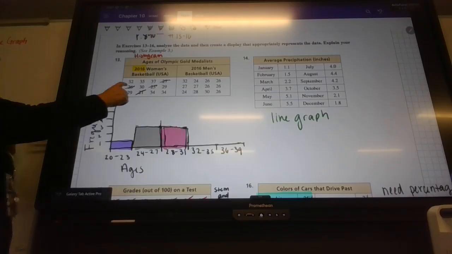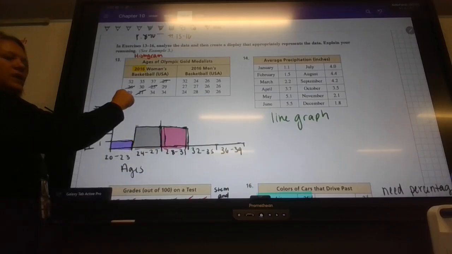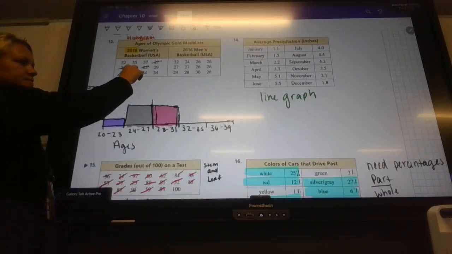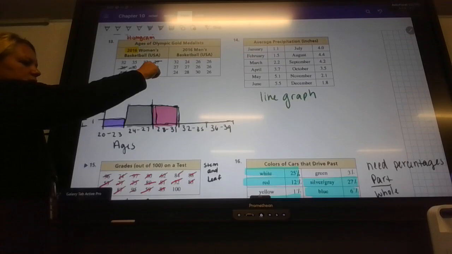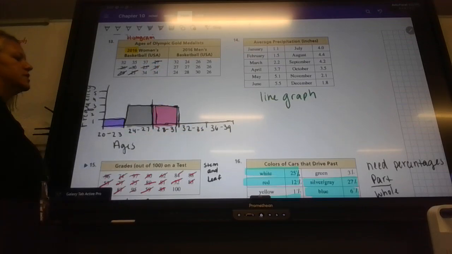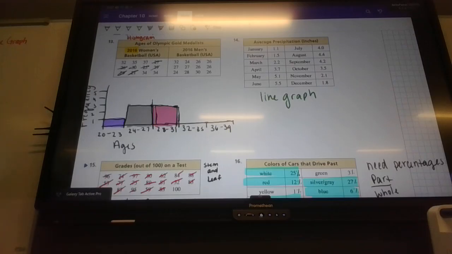No, go ahead and mark off. So that was 29 we just used. And 30 we just used. And the other 29 we just used. And now count how many people were in the ages of 32 to 35. So, a histogram shows frequency. That's the label here, frequency.